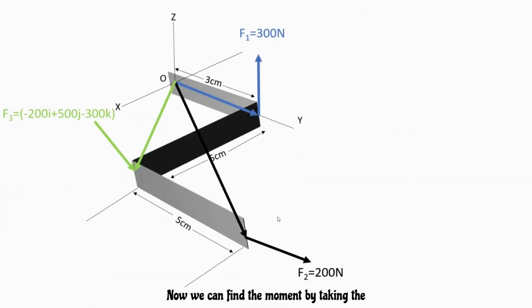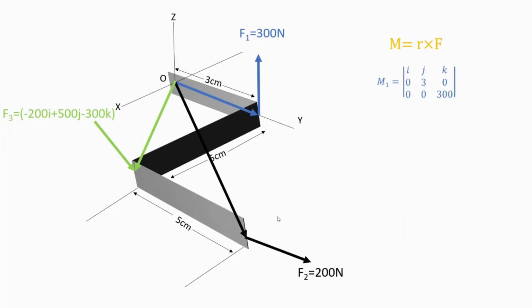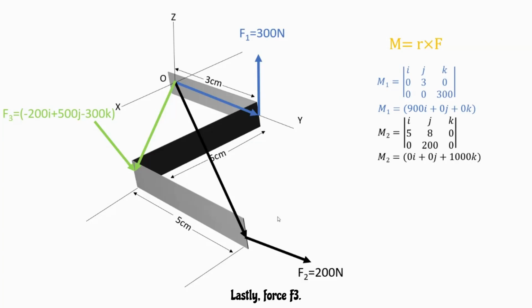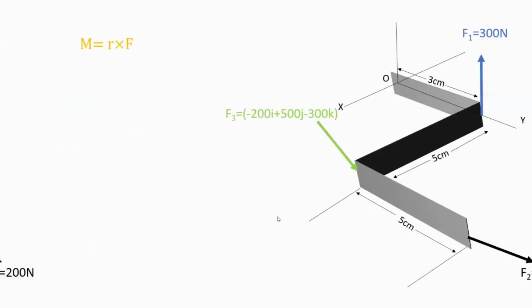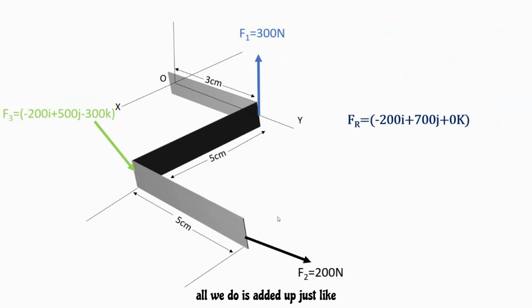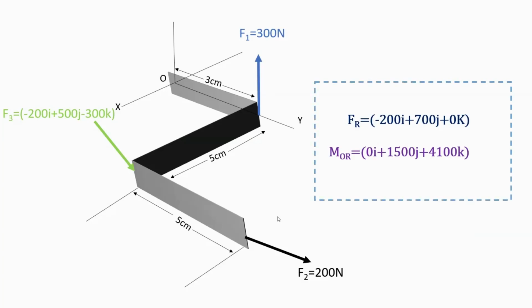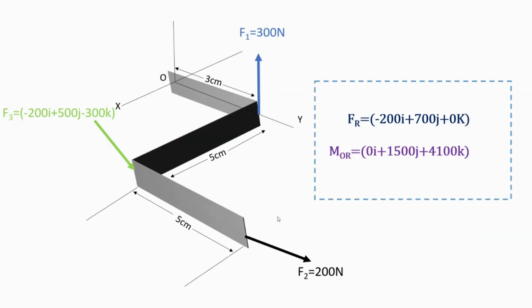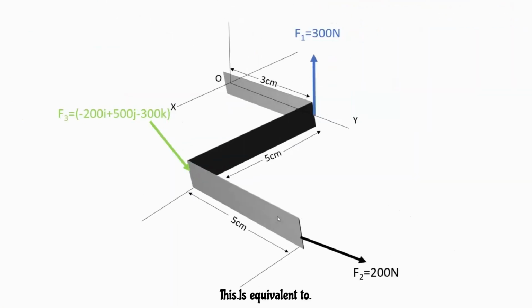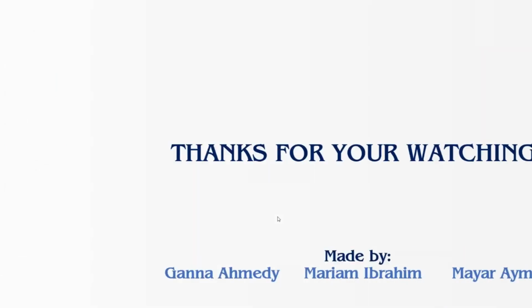Now we can find the moment by taking the cross product. Let's start with force F1. Next, force F2. Lastly, force F3. So, to find the resultant moment, all we do is add it up, just like we did the resultant force, and this is our answer. So, this is equivalent to this. Thanks for watching.